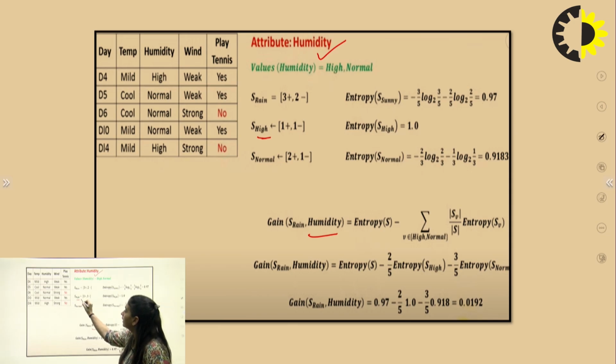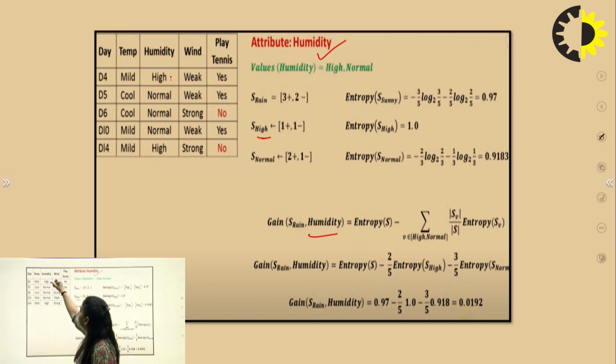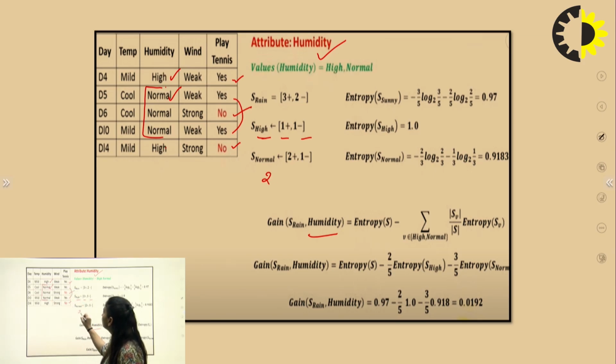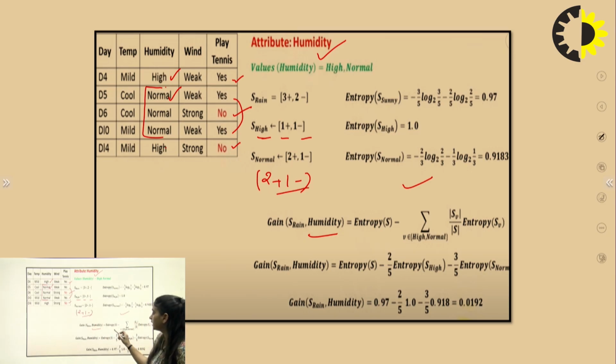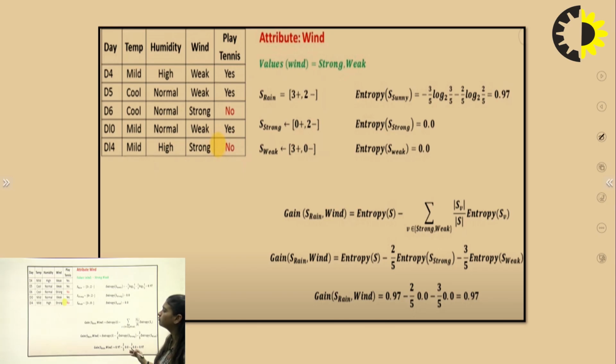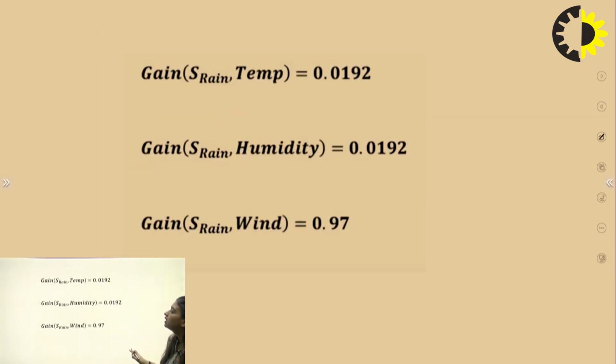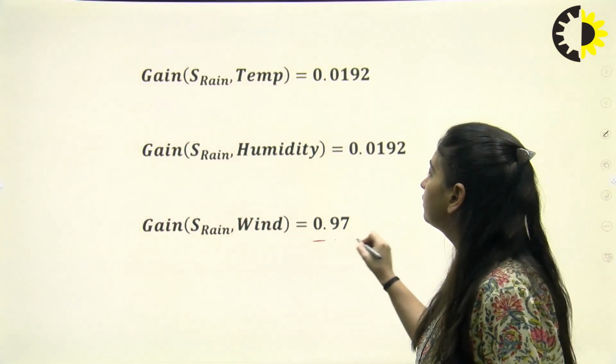In a similar fashion, we'll calculate the gain for humidity. Here we have high, so S of high. Humidity can be high, humidity can be normal. So high, it's a yes and it's a no, so 1 plus 1 minus. For the normal is occurring thrice and we have 2 yes and 1 no, so 2 positive and 1 minus. So we'll calculate this entropy, then we have the gain formula. After the calculation, you get 0.019. For the wind also, you'll calculate the same thing, and the highest value we get is for wind.